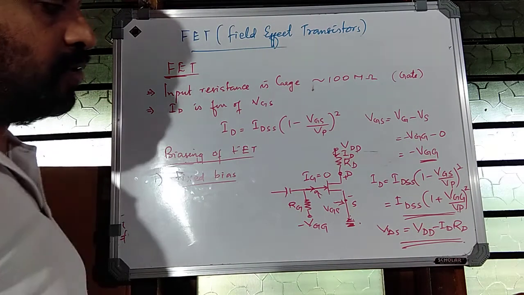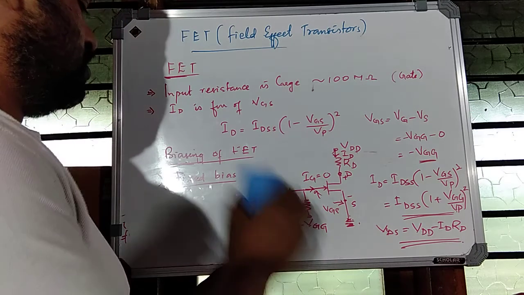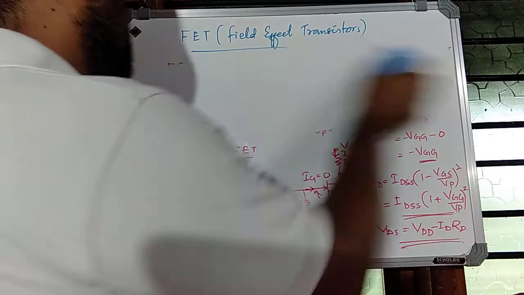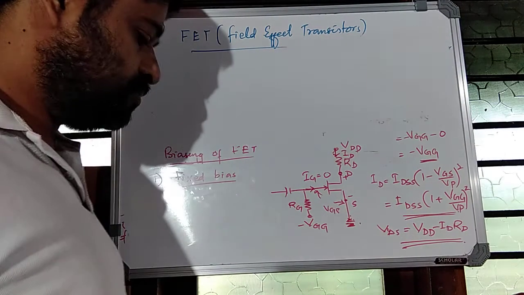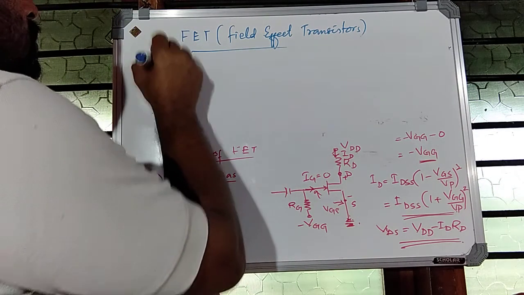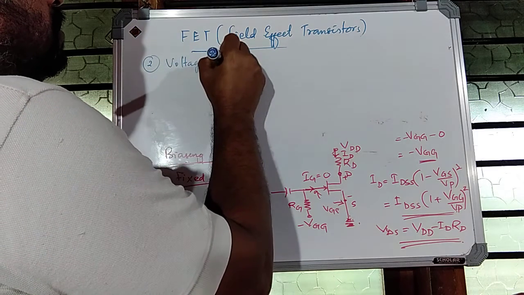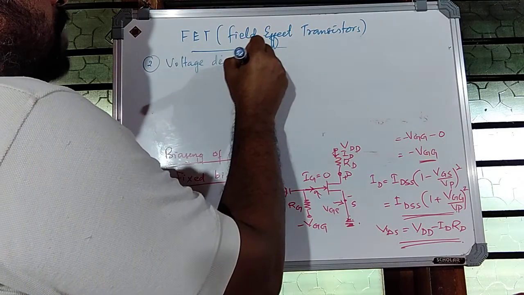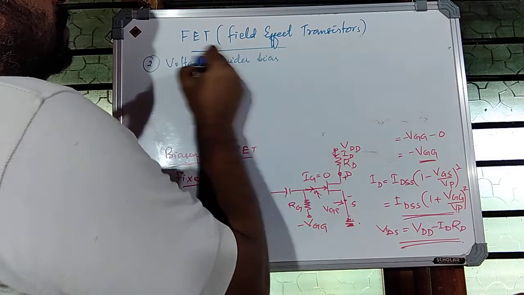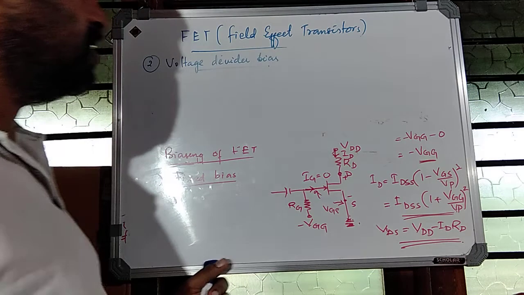അപ്പോൾ പലതരത്തിലുള്ള ബയാസിംഗ് സർക്യൂട്ട് ഉണ്ട്. അതിൽ ഒരെണ്ണമാണ് ഫിക്സ്ഡ് ബയാസ് സർക്യൂട്ട്. ദെൻ വി ഹാവ് വോൾട്ടേജ് ഡിവൈഡർ ബയാസ്. So in voltage divider bias, you will use a voltage divider circuit.